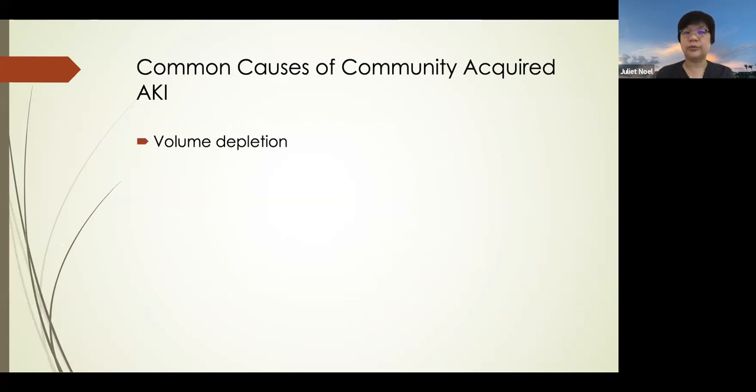So what are the common causes of community acquired AKI? The common would be volume depletion. So the patient had severe diarrhea, then patients who have chronic heart failure, exacerbated congestive heart failure predisposes them to AKI by the time they come into the hospital.